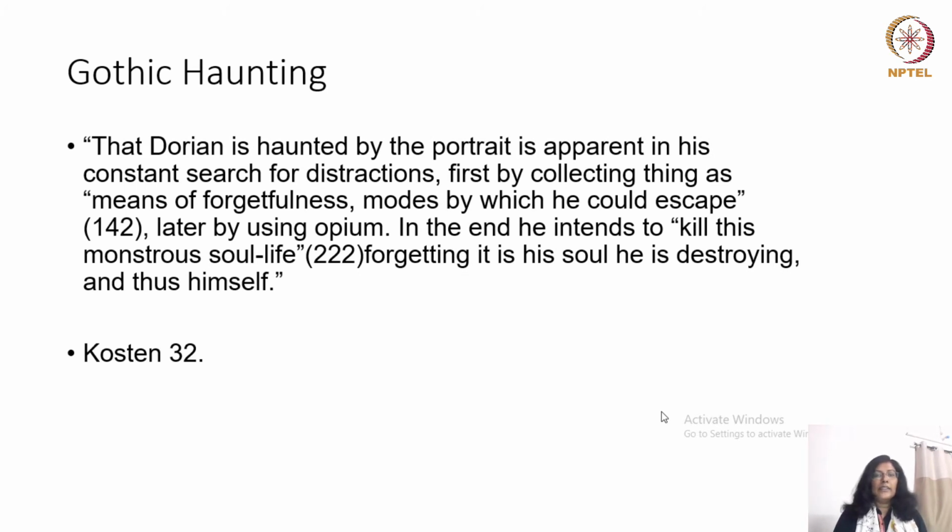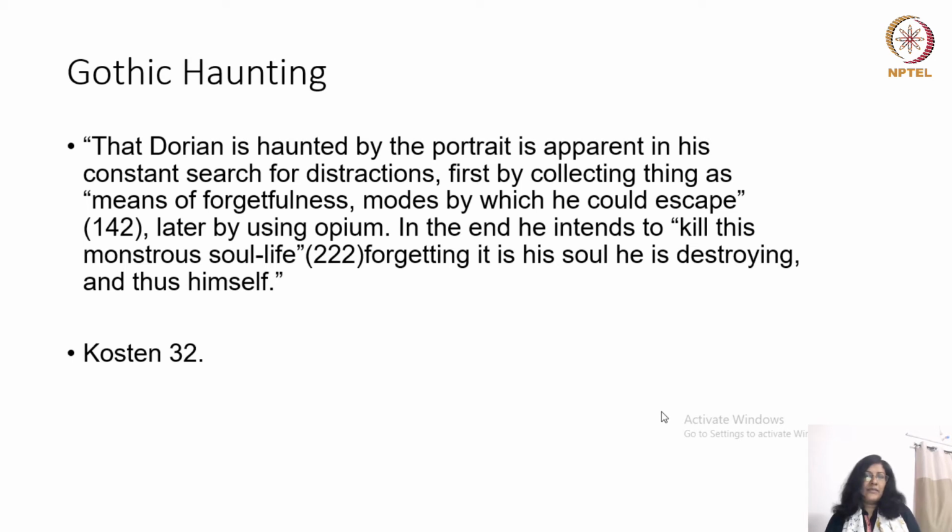That Dorian is haunted by the portrait is apparent in his constant search for distractions. First, by collecting things as means of forgetfulness, modes by which he could escape. Later, by using opium. In the end, he intends to kill this monstrous soul life, forgetting it is his soul he is destroying and thus himself. Now, Dorian takes measures to escape into the world of fantasy, into the world of forgetfulness. How does he do that? He tries to distract himself by garnering things, by collecting something. So we understand that this kind of distraction would make him forget but not very effectively.